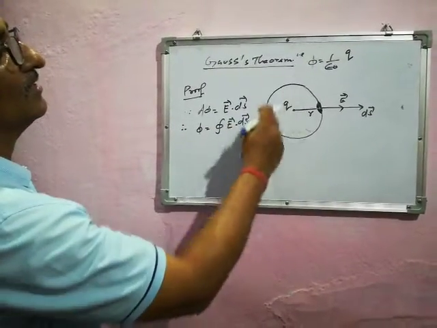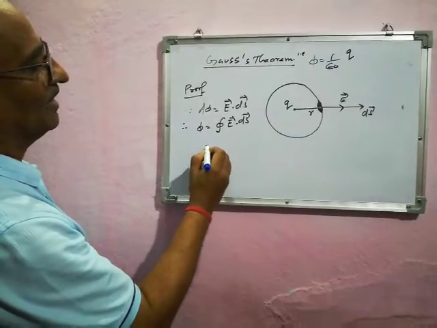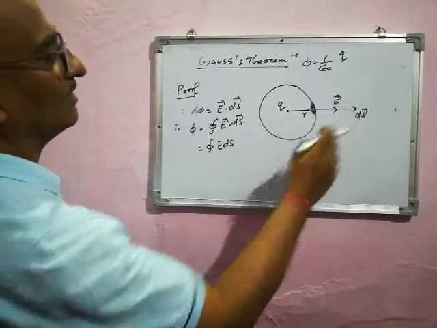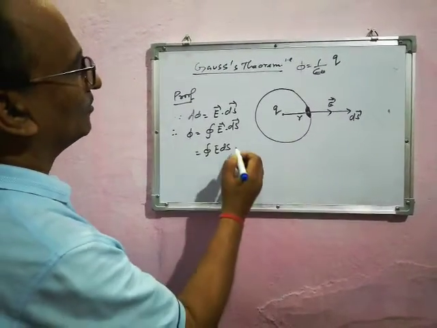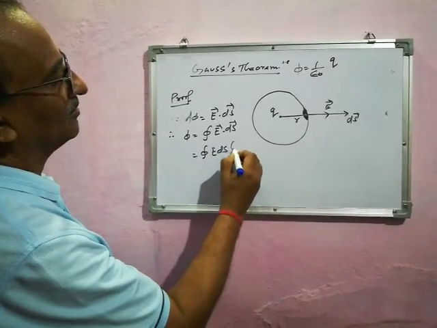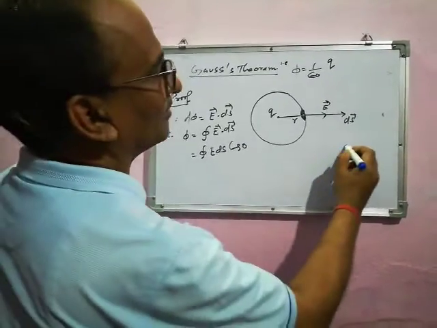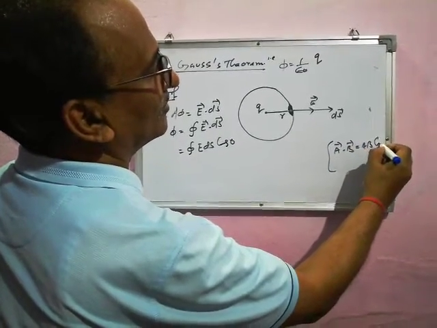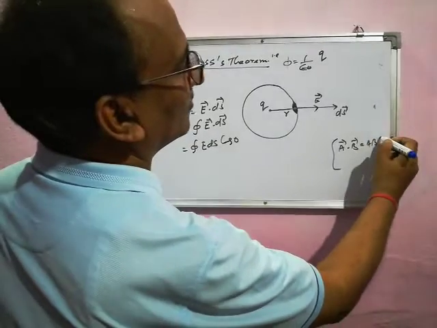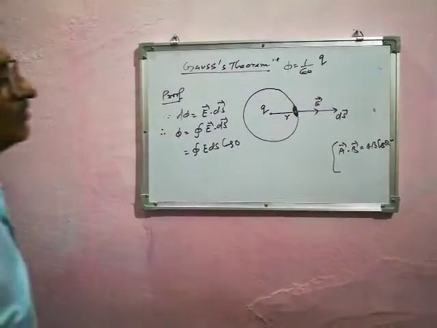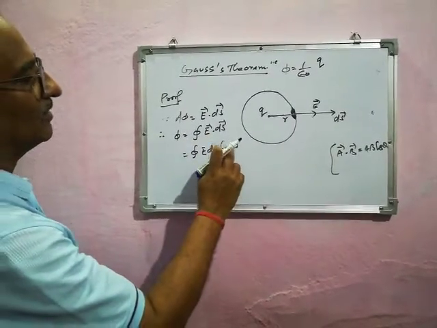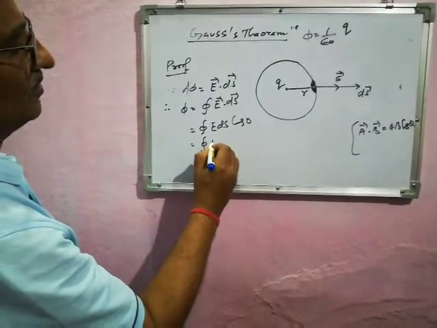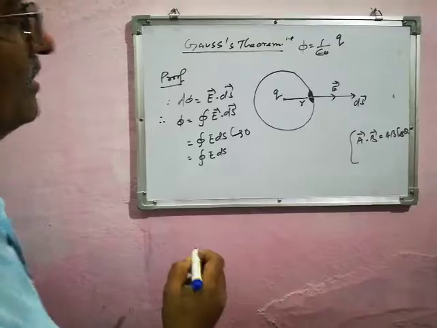of the electric field for the entire Gaussian surface. As we see, the angle between the electric field and the area vector is 0 degrees, so it becomes equal to E ds cos 0 degree. Since from the dot product we know that A dot B vector is equal to AB cos theta, here it is equal to E ds cos theta, and in place of theta, as it is 0, it is cos 0. Now it becomes equal to E ds.